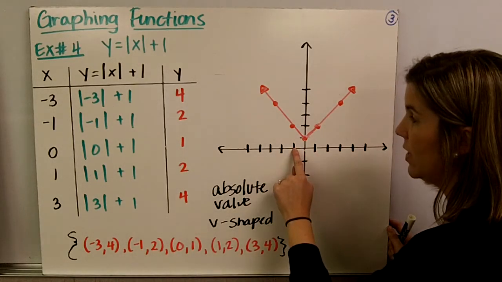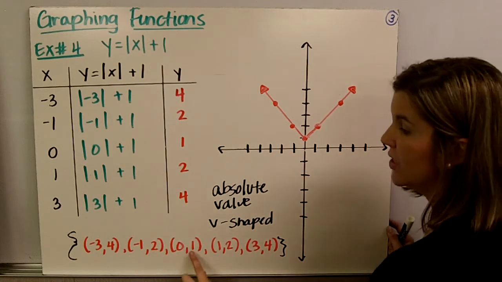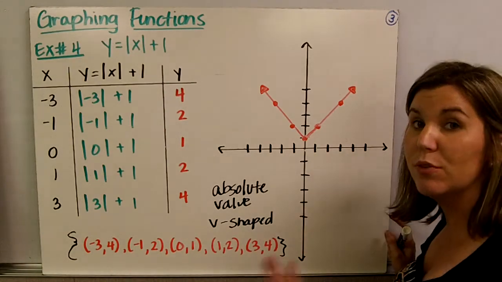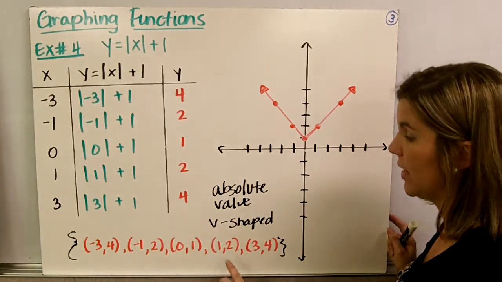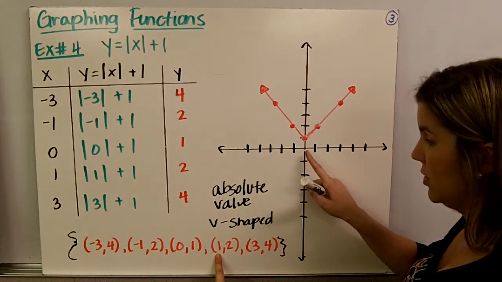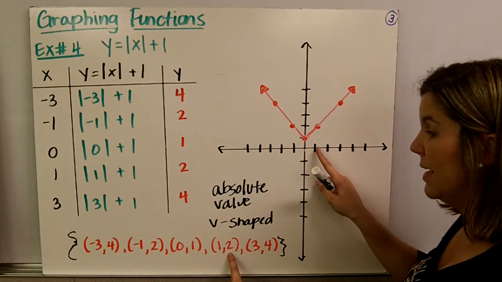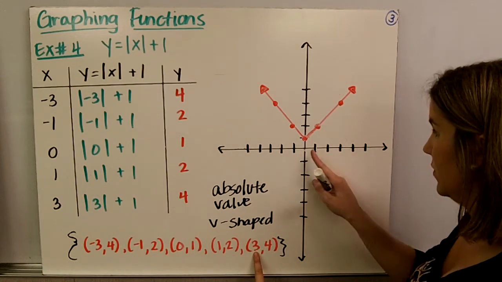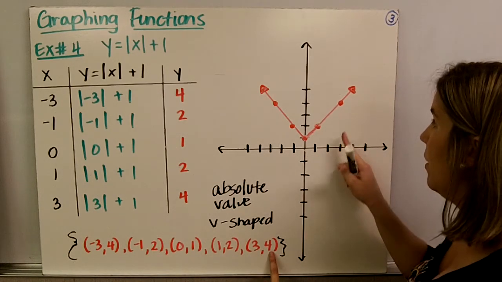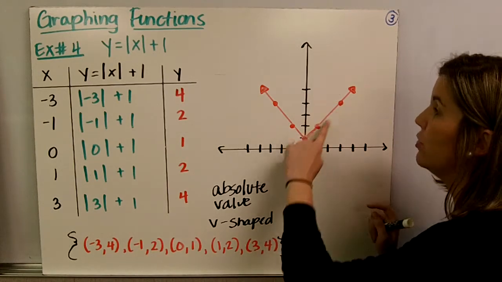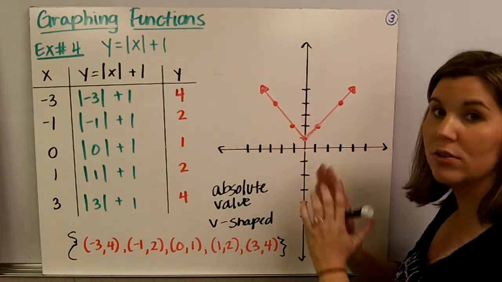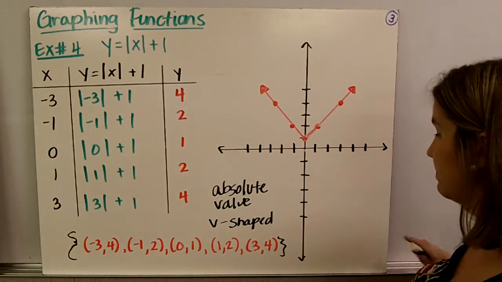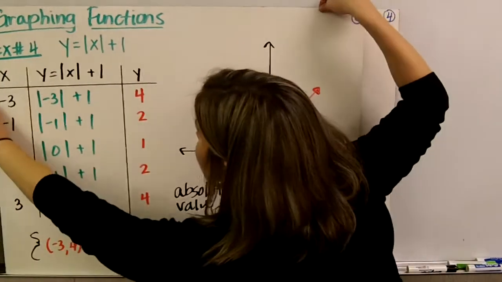-1, 2, go left 1 and up 2. 0, 1, go left and right, none, and then up 1. Remember, we always move left or right first, and then up or down. Our first number tells us left or right, so +1 means to the right 1, and 2 means up 2. If we have 3, we go to the right 3, and then up 4, and there's our point. So you connect these points and make sure you draw arrows on the end to say that the graph continues on in both directions. Let's do another example.